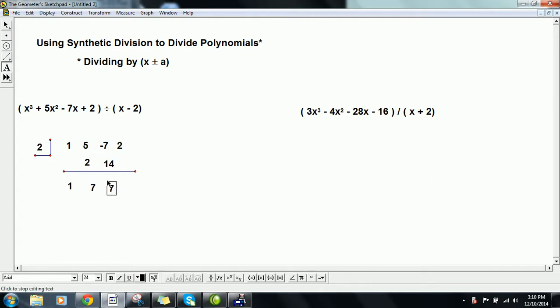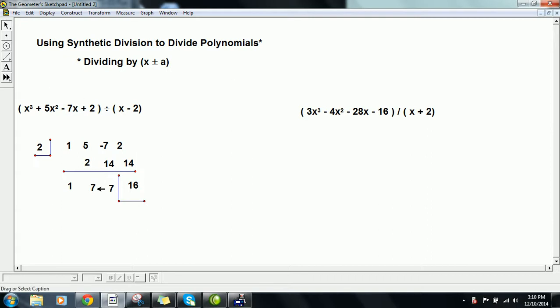And then very last, I'm going to multiply 2 times this 7, 14. Put it here, and I'm going to add to get 16. This very last number goes in the box. For now, I'll just put a little line separating it.